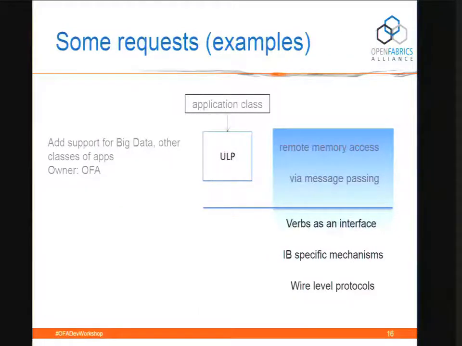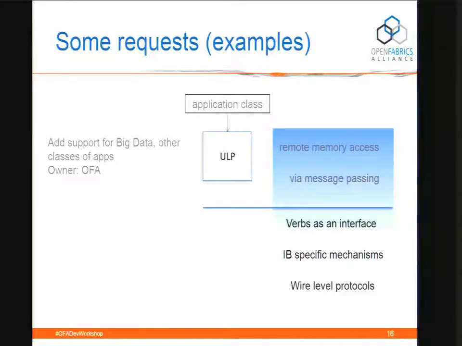So let me give a couple examples of how this might work. Here's one example. Suppose we wanted to add support for big data or some other class of applications. We're going to spend some time talking to whoever the owner of that application class is. And we had some people from the big data world in here during this workshop, and that discussion will continue. So if you are an OFA member and you would like to do the right thing to support big data, you're going to spend some time engaging with people who are trying to implement big data type solutions, and you're going to try to define what you think are the right interfaces that big data is going to use to take advantage of the I/O services that we provide.